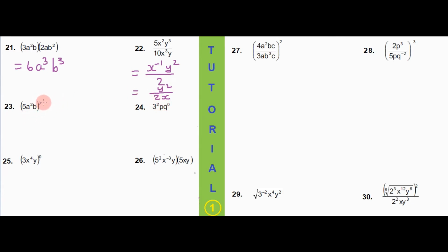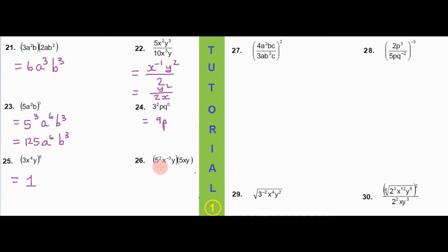We can apply the power outside the brackets to everything inside the brackets. So multiplying the powers will give us 5 cubed, a to the 6th, b cubed. And this is 125, a to the 6th, b cubed. This equals 9p. Q to the 0 is 1, so it's just 9p. Everything here is raised to the power 0, so this is 1.